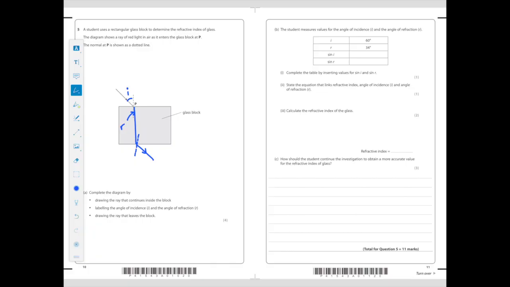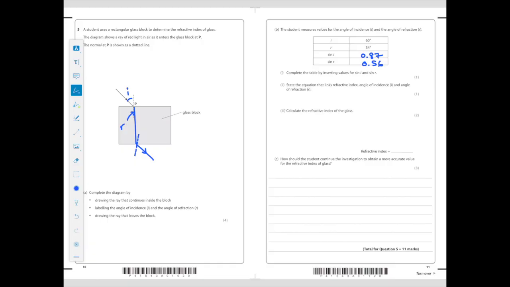The student measures values for the angle of incidence I and the angle of refraction R. So I is given as 60 degrees, R is given as 34 degrees. So we need to complete the table by inserting values for sine I and sine R. That's quite straightforward. Just put into your calculator sine 60, and that is 0.87 to 2 decimal places. Put into your calculator sine 34, and that is 0.56 to 2 decimal places.